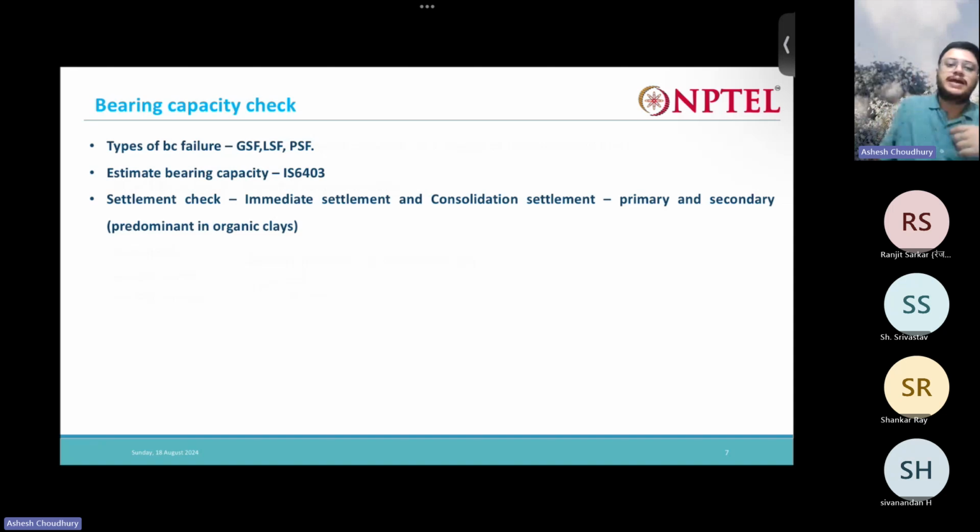Now types of bearing capacity failure. This you should know. So what are the types of bearing capacity failure?